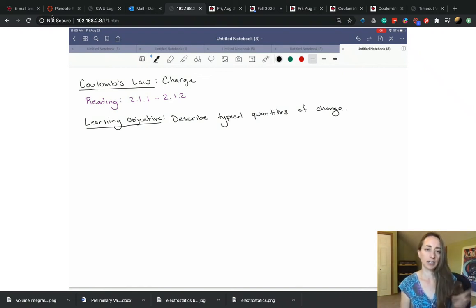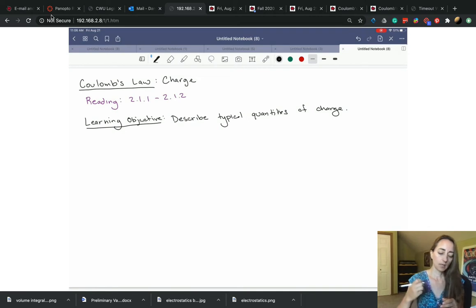Okay guys, in this lecture I just want to talk about charge a little bit. It can be useful to have a good idea about the typical amount of charge for everyday phenomena, for normal objects. This helps you realize whether or not the solutions you're getting to homework, for example, are reasonable.